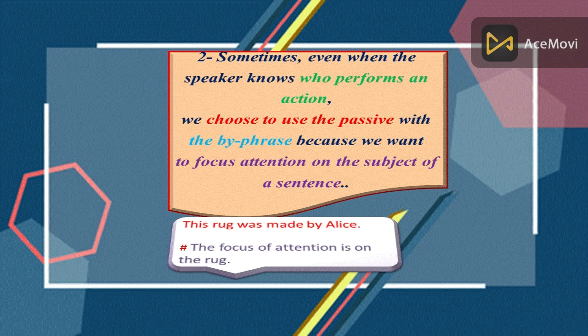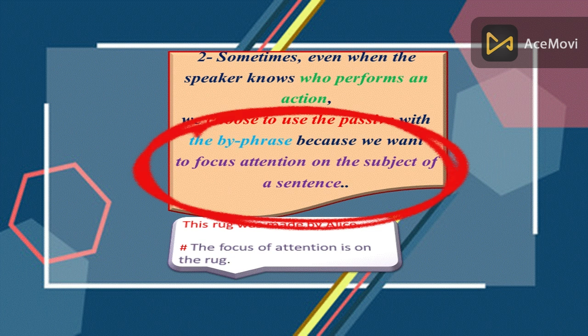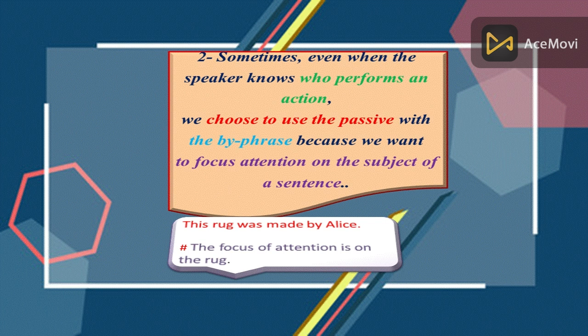Number 2, sometimes, even when the speaker knows who performed an action, we choose to use the passive with the by phrase because we want to focus attention on the subject of a sentence. So here we are concerned about the object of the active sentence. That is more important for us, okay? So here we talk about the rug. So the main idea here is the rug. So it's better to change from active into passive. So we'll start with the rug. This rug was made by Alice.